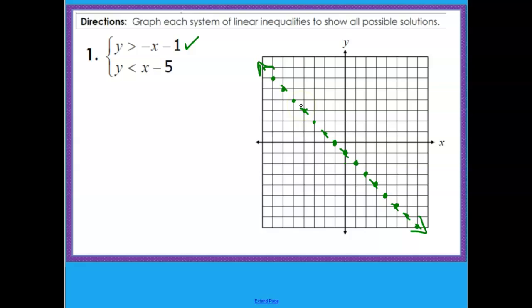I really don't even need to try and make any dashes. Now for the shading. The shading is greater than, so if you're walking along this hill, greater than would be above your head, which is this direction.